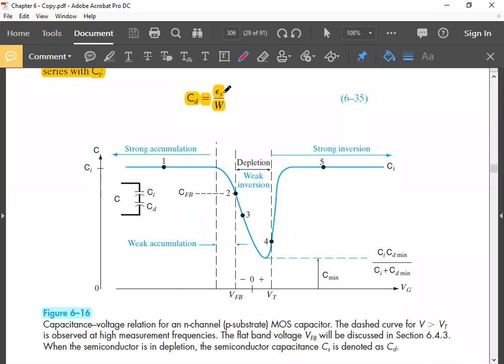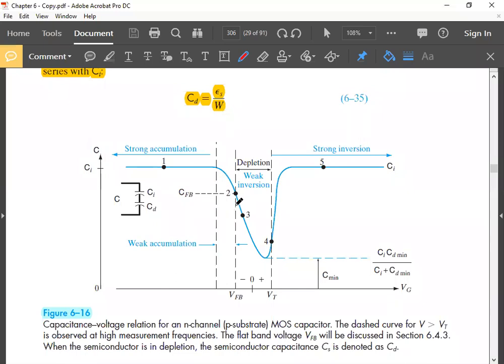CD is equal to epsilon S by W. Epsilon S is the permittivity of the semiconductor, silicon, since the depletion layer is in the silicon, and W is the depletion layer width. Again, this capacitance is capacitance per unit area, so there is no A here. So this is the depletion layer capacitance, epsilon S by W.